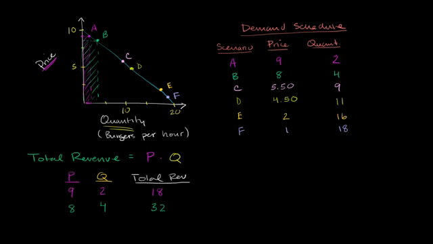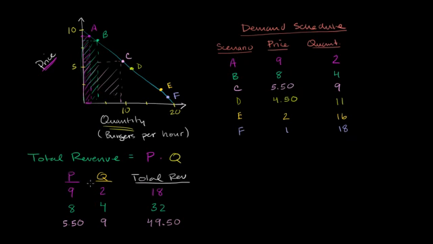Now let's go to a point that I haven't actually graphed here. Well, I'll go through all the points just for fun. So now at point C, we have $5.50. $5.50 is the price. The quantity is 9. 9 times $5.50, 9 times 5 is $45, and then you have another $4.50. So that is $49.50. So once again, it's going to be the area of this rectangle. Area of that rectangle right over there.